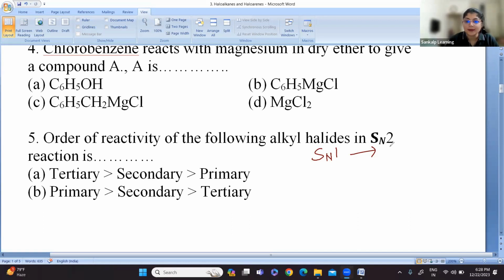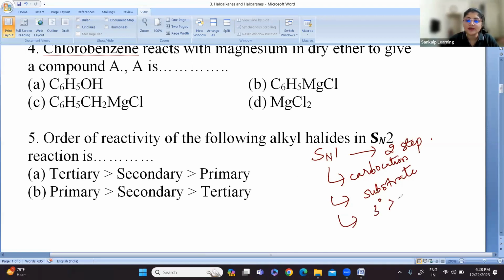Here there are two-step mechanisms. So this is a two-step mechanism. And here it goes via the process of carbocation. So here the carbocation formation takes place. Here it depends only upon the substrate. In SN1, I'm talking about SN1, how is the stability? Tertiary is more stable, then secondary, and then the primary.